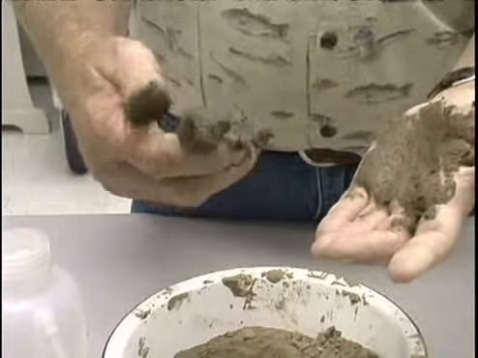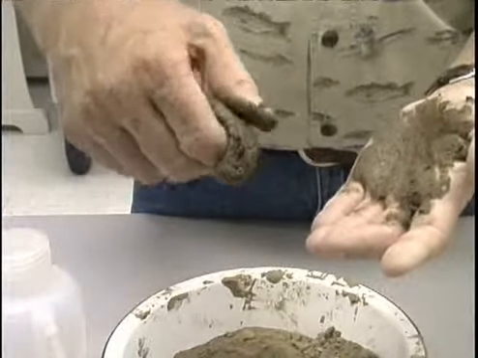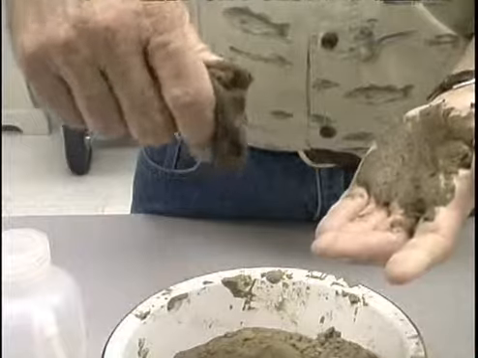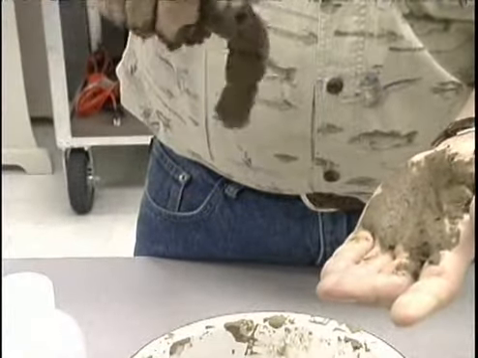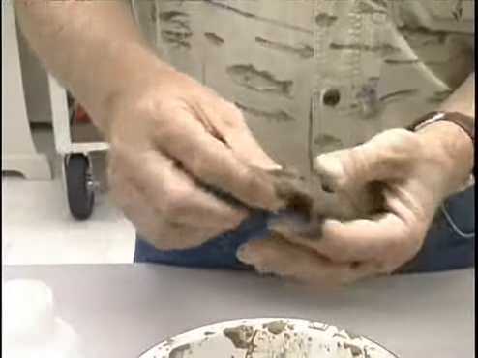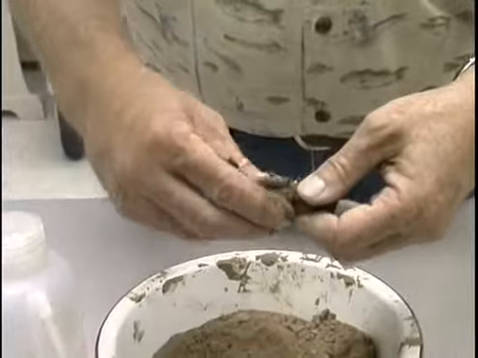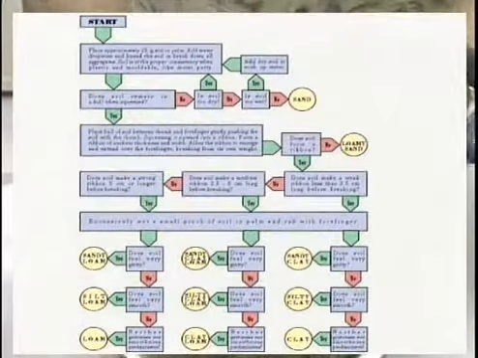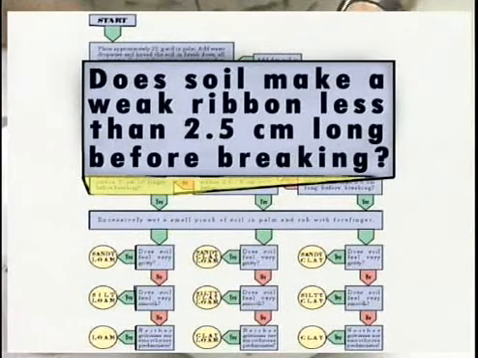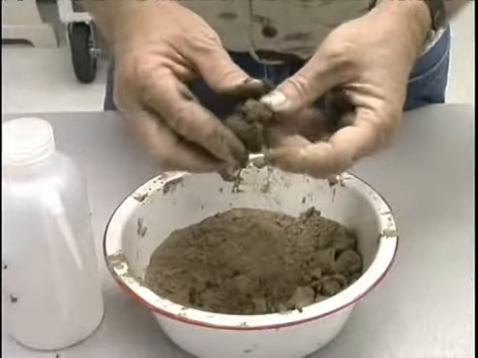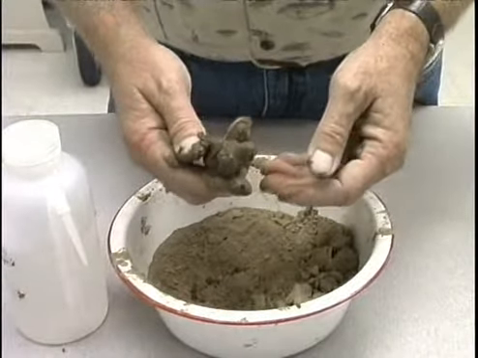But as I squeeze this out between my thumb and forefinger, notice how it doesn't break off. It wants to remain together. There, it finally broke. When we're talking about the number of centimeters in length that this became, we have to do an estimate here, but it says, does the soil make a weak ribbon less than 2.5 centimeters? 2.5 centimeters is approximately an inch. This soil ribboned to a much greater extent than that.